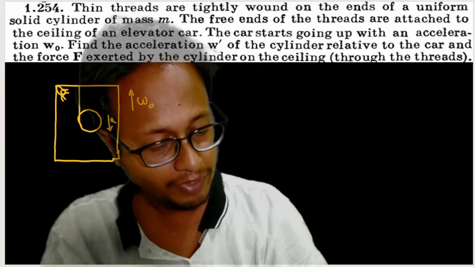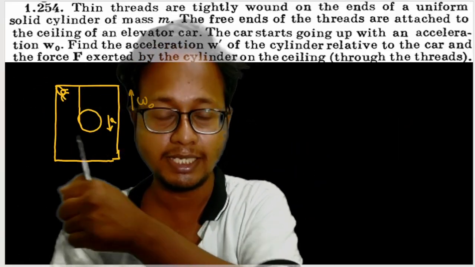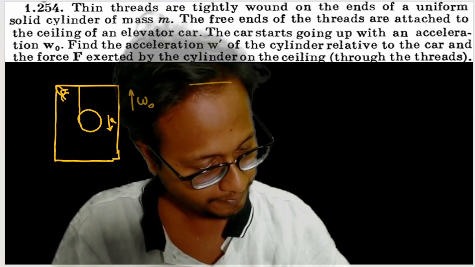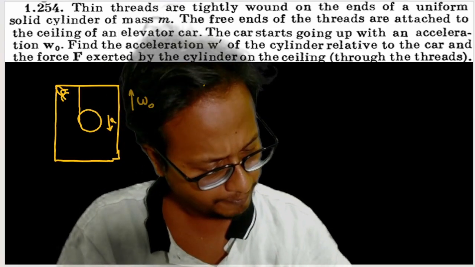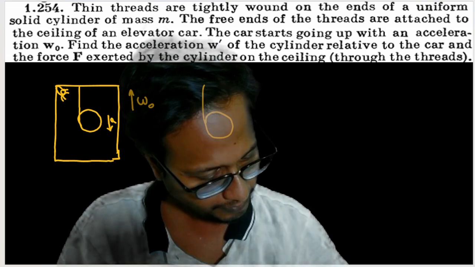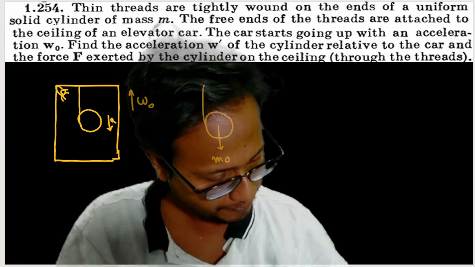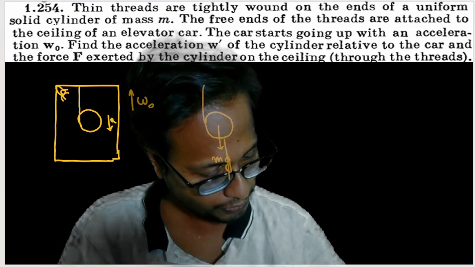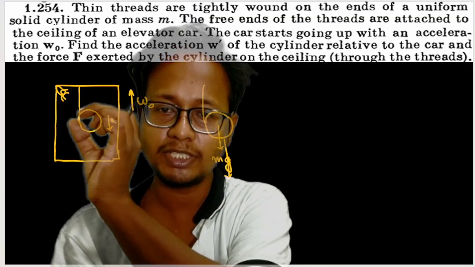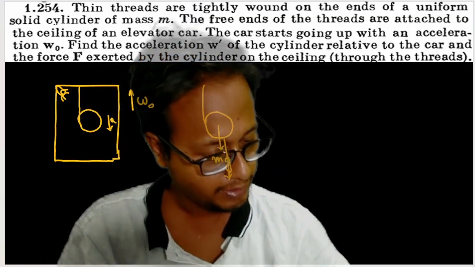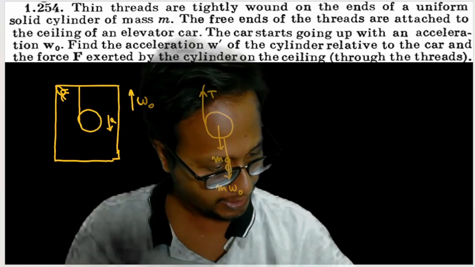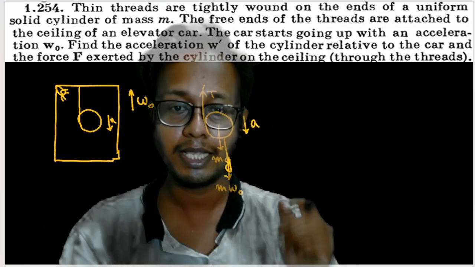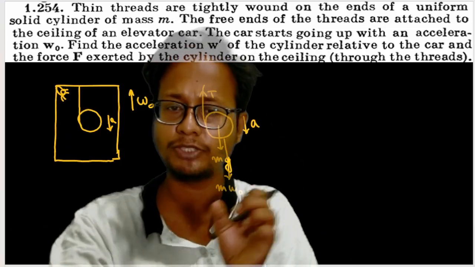So let's draw the free body diagram of this cylinder. There is mg, and this pseudo force also. Pseudo force is nothing but the mass of the cylinder times the acceleration of the frame, in the opposite direction, so m omega naught. Out here there is the tension force. And this out here is the acceleration of the cylinder as seen by the CCTV, since we have applied the pseudo force.